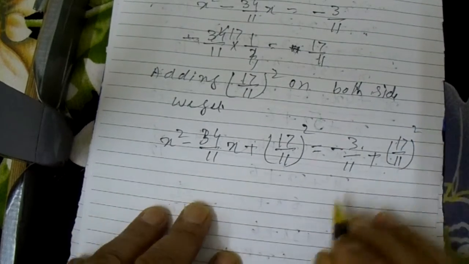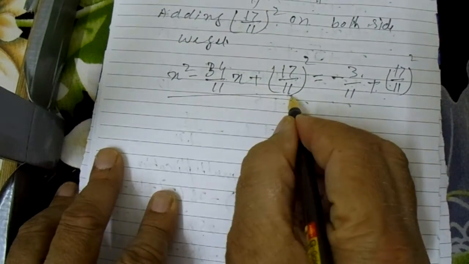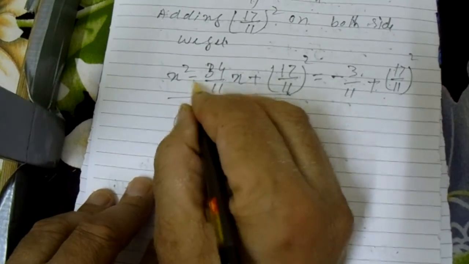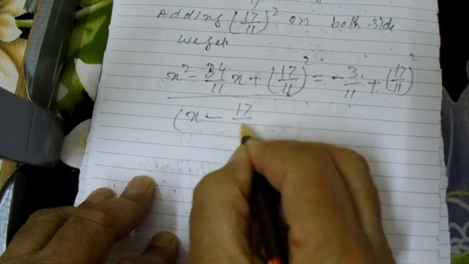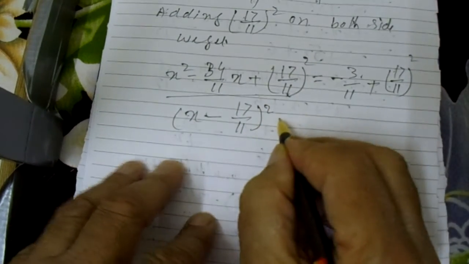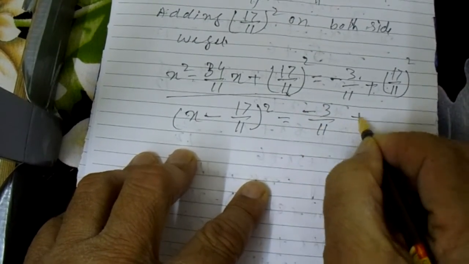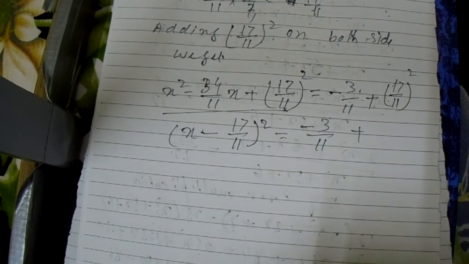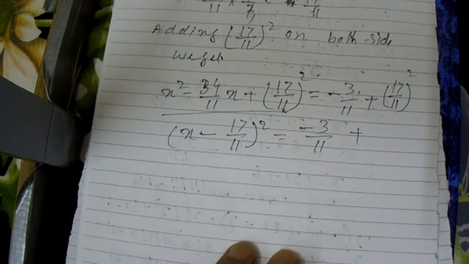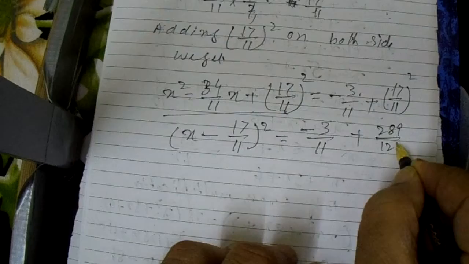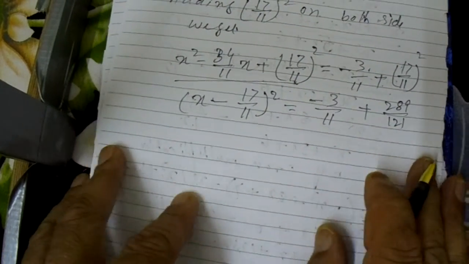Now we write this equation in square form: x minus 17 over 11 whole square is equal to minus 3 over 11 plus. Now 17 multiplied by 17, we want to find the square of 17. 17 multiplied by 17 is 289. 17 square is 289 and 11 square is 121. Now we write the same as this.